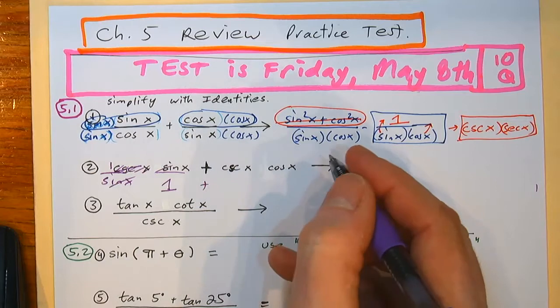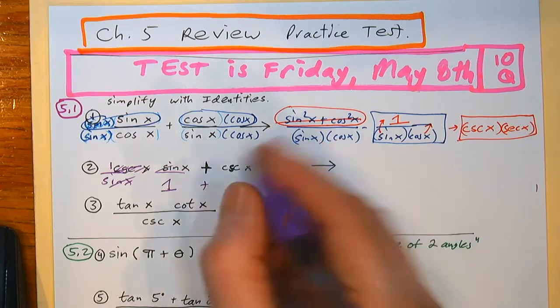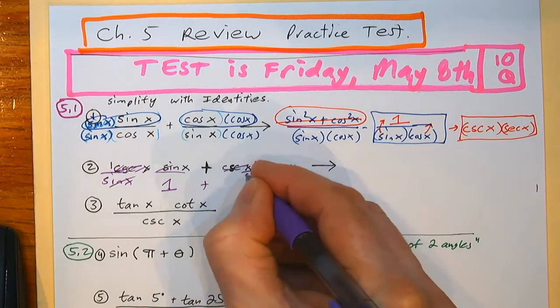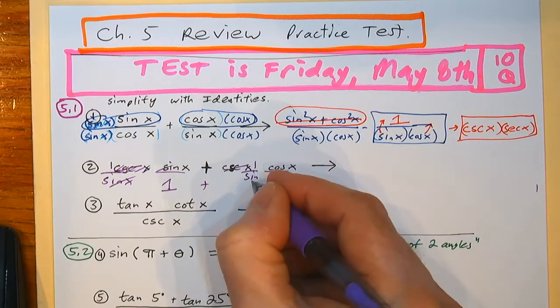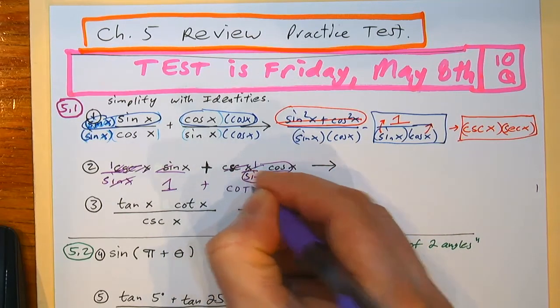Same here. Let's see, we've got cosecant, cosine. Okay, well, cosecant, let's change him to 1 over sine. Now I got cosine over sine. Cosine over sine is also cotangent.